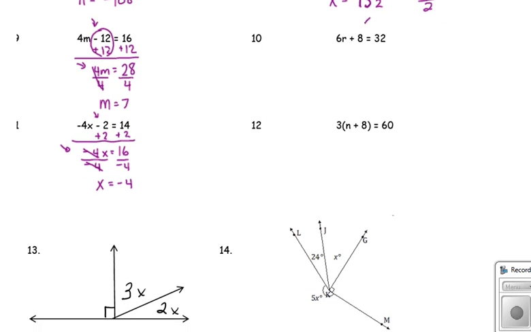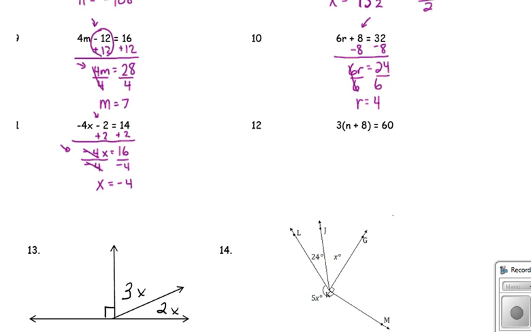In this two-step equation, undo the addition with subtraction. Subtract 8 from both sides and simplify. Then, undo this multiplication with division. Divide by the coefficient 6, and r equals 4.